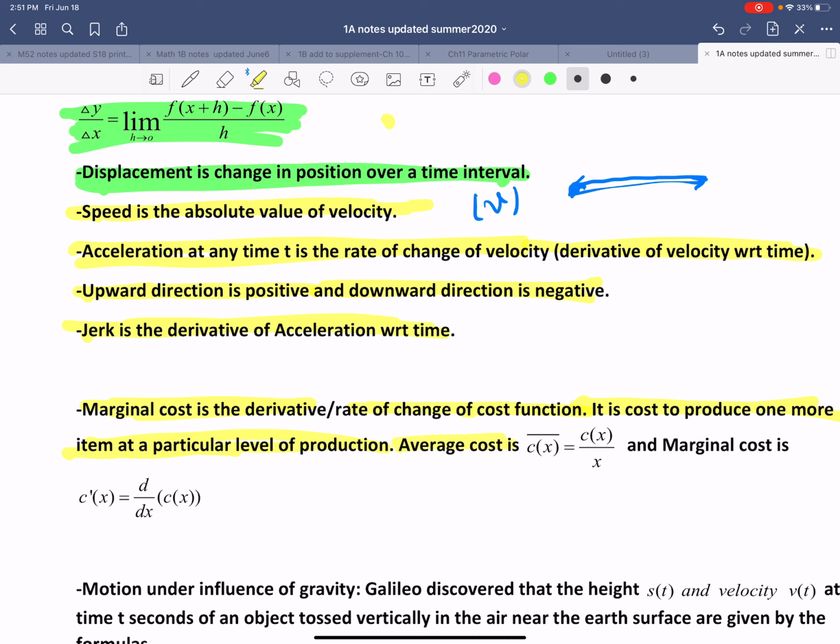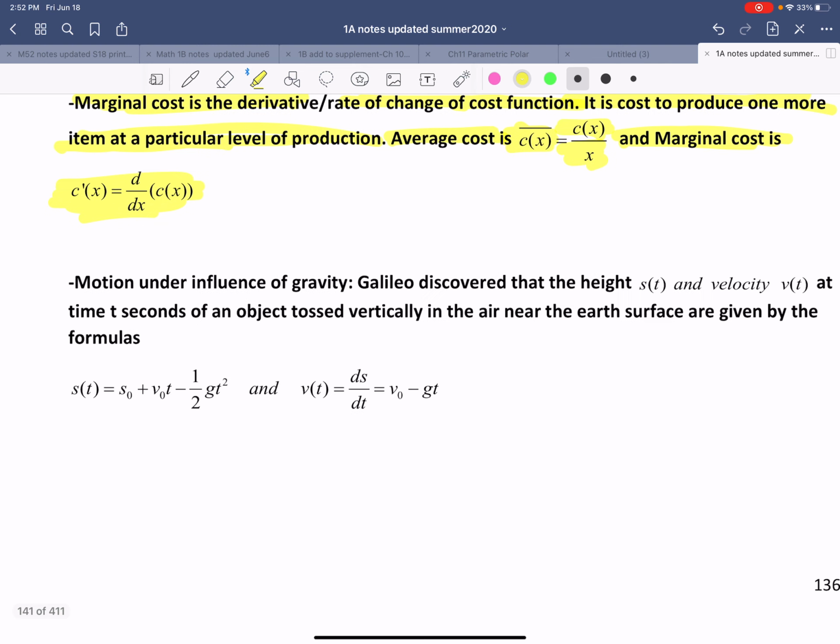Average cost is the total cost divided by the number of items, and it's represented with C of x using the bar on the top. That's the average cost. Marginal cost is C prime of x, which is the derivative of C of x at a particular level of production. Motion under the influence of gravity.